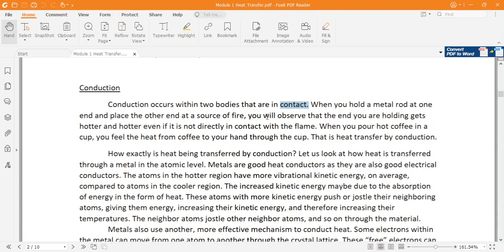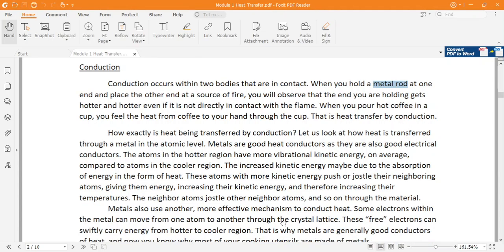And then in conduction, usually metal rods or good heat conductors. Usually metals are good heat conductors. You can also use glass or plastic or paper. As long as the medium, in this case the conductor, is in contact with the object with high temperature or low temperature, then conduction can occur.